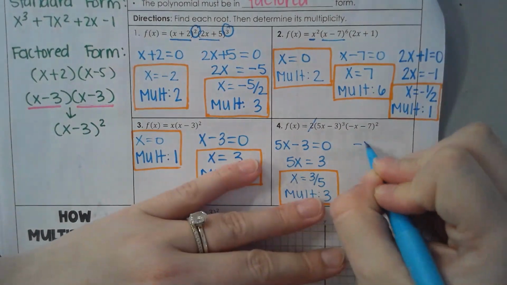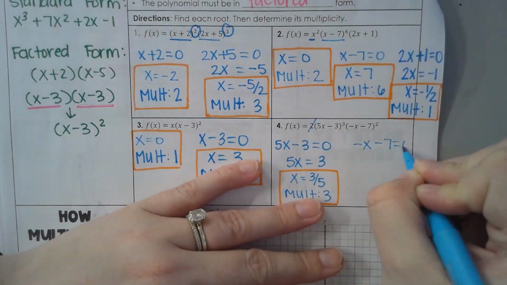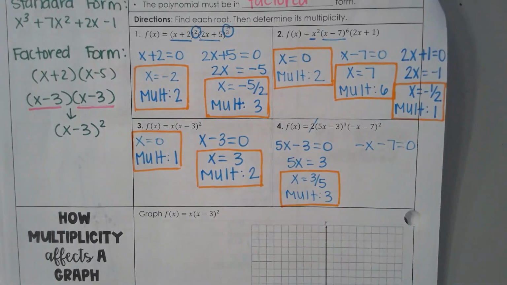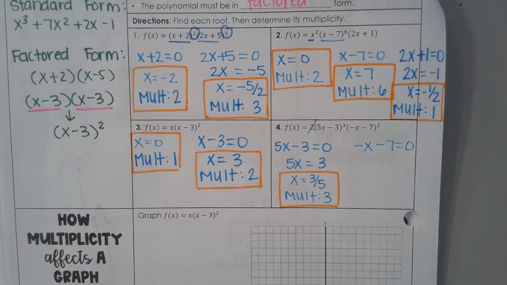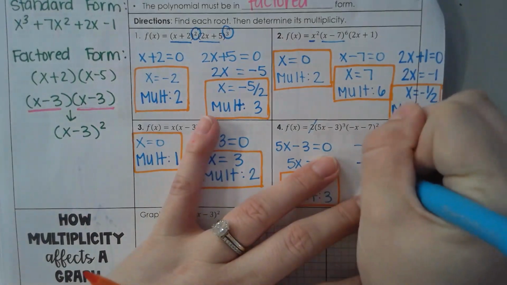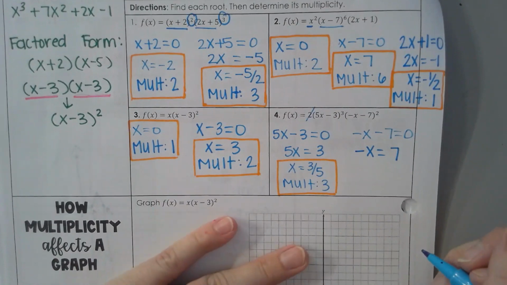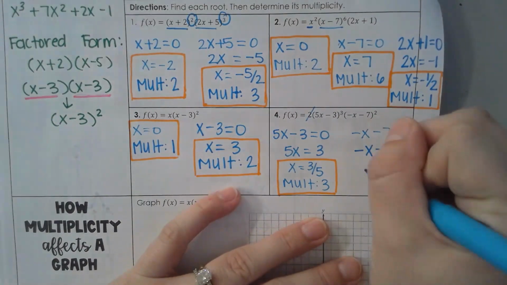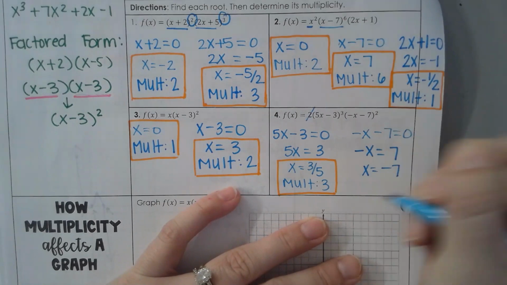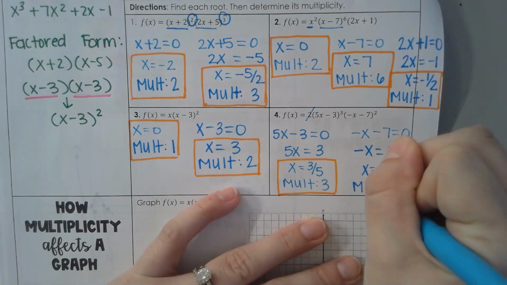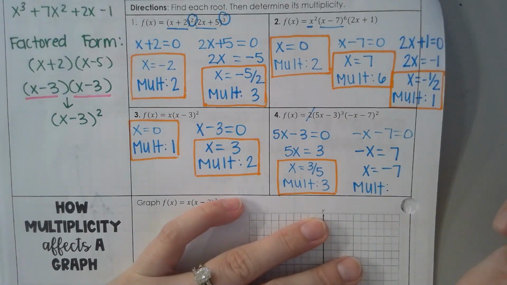And negative x minus 7 equals 0. Add 7 and I get negative x equals 7. Divide by negative 1, I get x equals negative 7. With a multiplicity of 2.